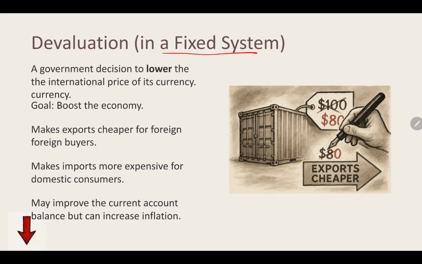Devaluation of currency in a fixed system. It is a government decision to lower the international price of its currency. Okay, so it is a method in which the government decides to lower the price of the currency. Why? To boost the economy. How can they boost the economy?